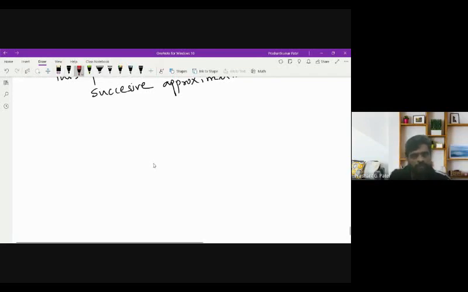I'm just taking the first example, that is, find an approximate solution of y dash is equal to y, where y of 0 is equal to 1.